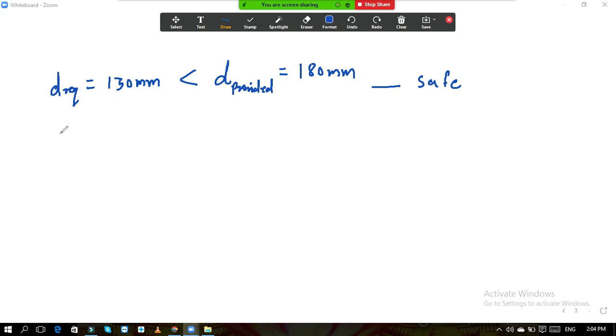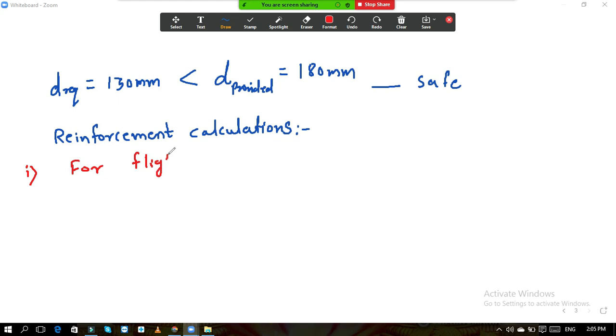Okay. So I will write here reinforcement details. You can give any of the headings. You can write here reinforcement details or reinforcement calculations, or you can write steel calculations. I have written here reinforcement calculations. So first we will do it for flights AB and CD.